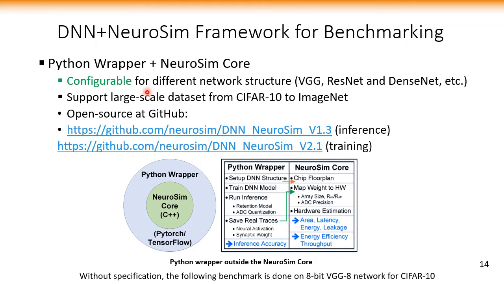Therefore, we can reconfigure our chip architecture for different network structures. Here we support VGG, ResNet, DenseNet, and so on, different kinds of neural network models for CIFAR10 or ImageNet dataset. And this is an open source tool available at GitHub. Here are the links for the latest version, v1.3 for the inference, v2.1 for the training.